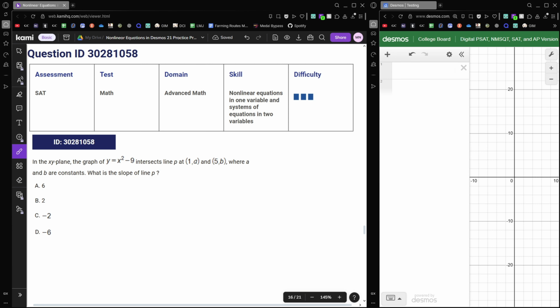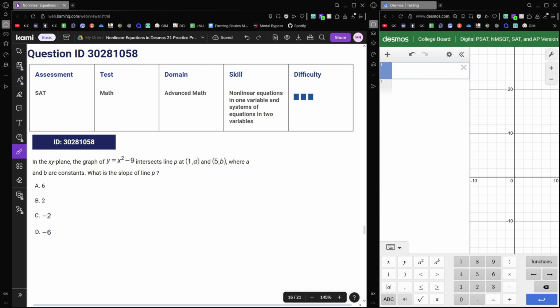Question number 16. In the xy plane, the graph of that equation intersects line P at that point and that point, where A and B are constants. What is the slope of line P? Let's go ahead and type our equation into Desmos. y is equal to x squared minus 9.